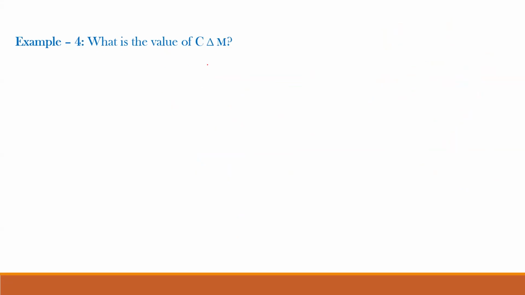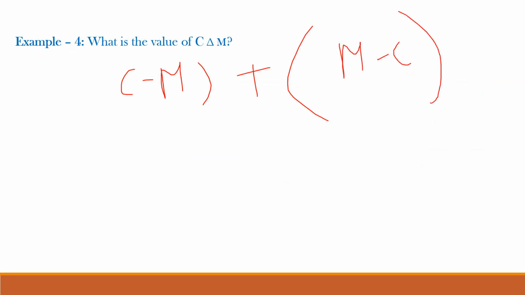Symmetric difference of C and M. So what will you do? You will first take C minus M, add that answer with M minus C. Consider the intersection with T because that intersection can be considered, not the complete set, only the intersection.